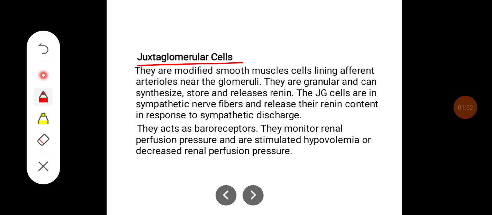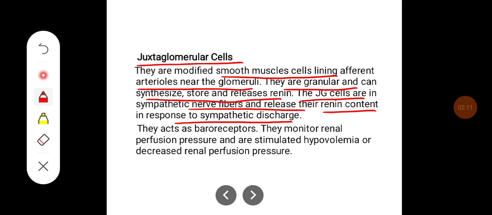Juxtaglomerular cells. They are modified smooth muscles lining the afferent arterioles near glomeruli. They are granular and can synthesize, store, and release renin. The juxtaglomerular cells have sympathetic nerve fibers and release their renin content in response to sympathetic discharge. They act as baroreceptors. They monitor renal perfusion pressure and are stimulated during hypovolemia or decreased renal perfusion pressure.